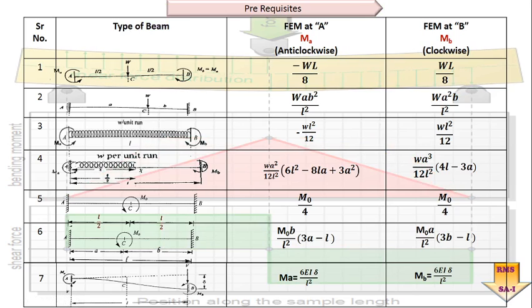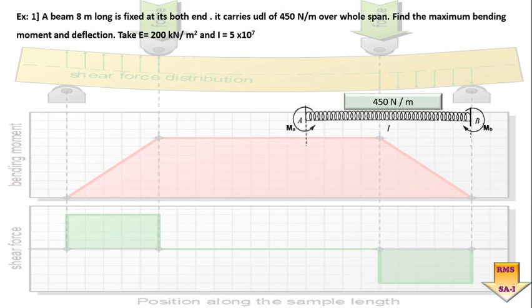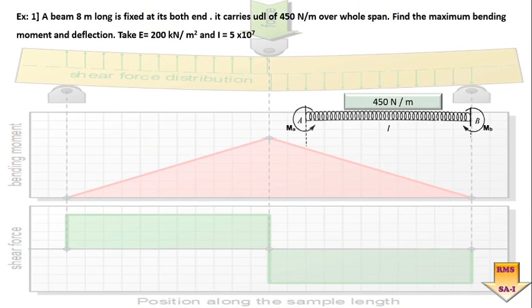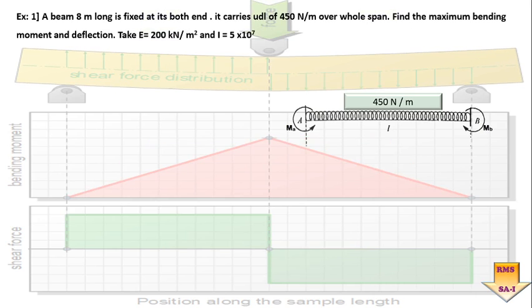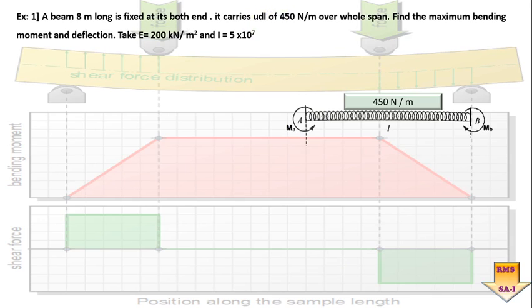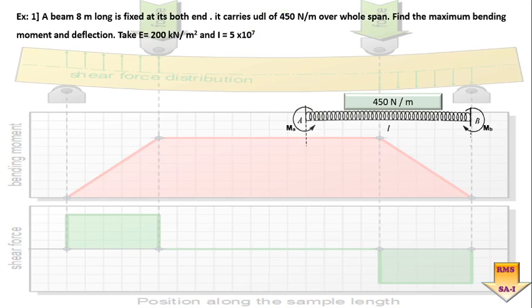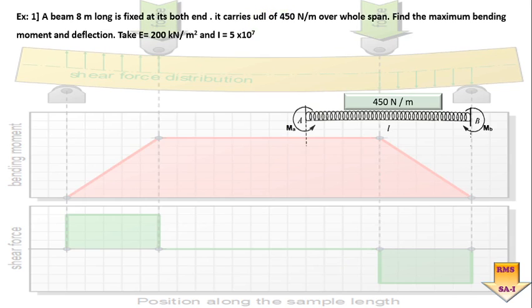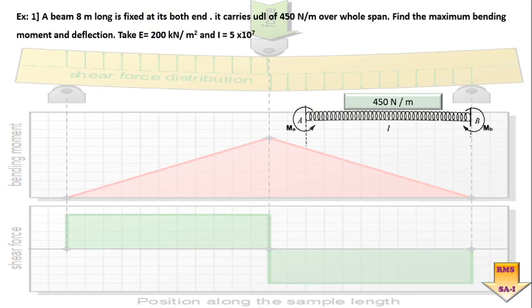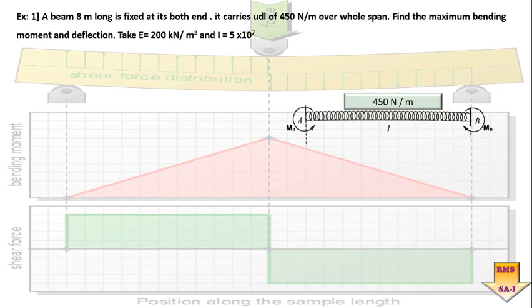So let us move ahead and start with the very first problem. In this particular problem, we have a fixed beam which has been loaded with a UDL of 450 Newton per meter and which is fixed at points A and B. In this problem, we are in need of finding out the maximum bending moment and the deflection, and we have already seen the values for the maximum slopes and the deflections as well as the fixed moment for this sort of standard case.